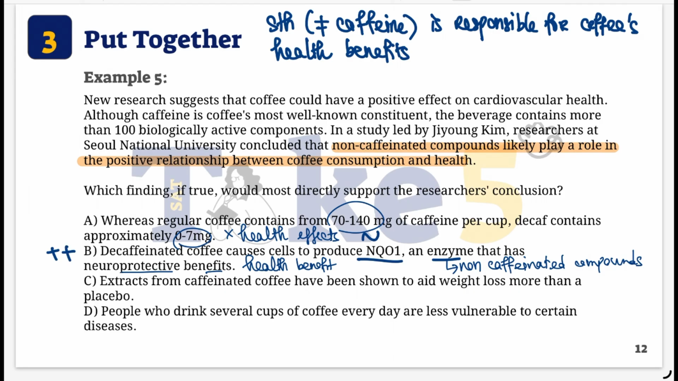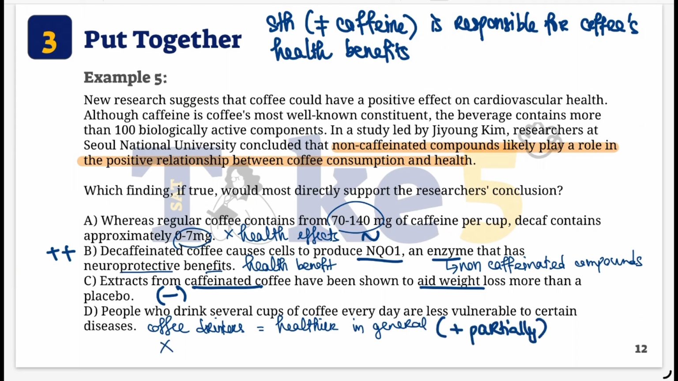C points to caffeine as the active ingredient that benefits in losing weight, which actually contradicts the researcher's conclusion. Lastly, D says that coffee drinkers are healthier in general, which partially agrees with the conclusion, but it fails to specify non-caffeinated compounds as the cause. One tiny positive sign at best. So, between two supporting answers, B and D, B is much stronger and exactly matches the researcher's finding, so it must be the only correct answer.